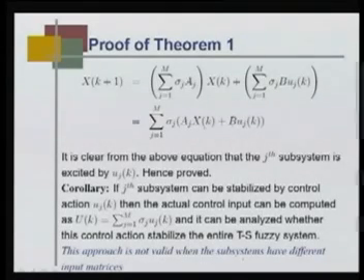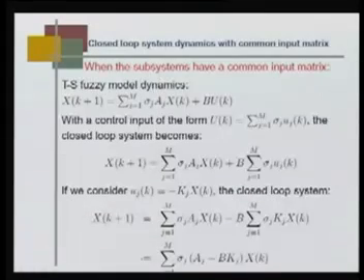This approach is not valid when the subsystems have different input matrices, which is very important to have. So, when the subsystems have a common input matrix, what is the T-S fuzzy model closed loop system dynamics? I explained to you the meaning of common input matrix. Common input matrix means that if the actual plant is excited by capital U(k), then the actual subsystems are excited by the individual control action u_j. So that gives us a fairly good tool for us to design linear controllers.